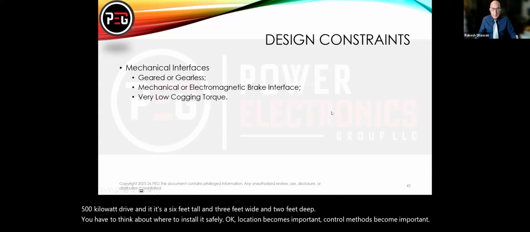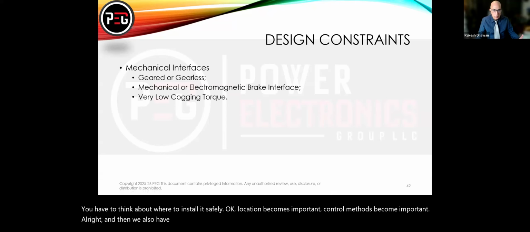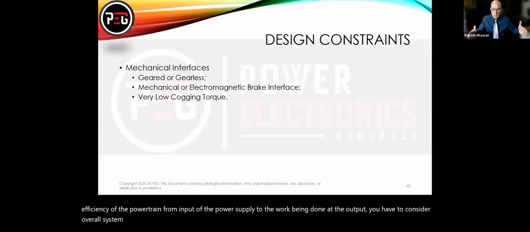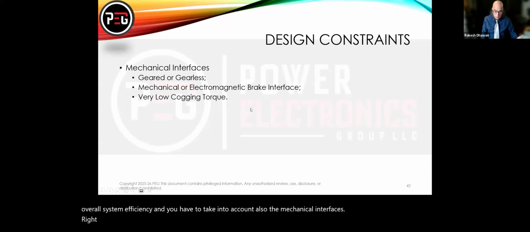All right, and then we also have to consider for the motor part whether it's geared or gearless, because ultimately you have to consider the overall system efficiency of the powertrain, from the input of the power supply to the work being done at the output. You also have to take into account the mechanical interfaces, right? Whether there are brakes, whether the cogging torque is an important aspect or not, because cogging torque can also cause a lot of issues in terms of performance.